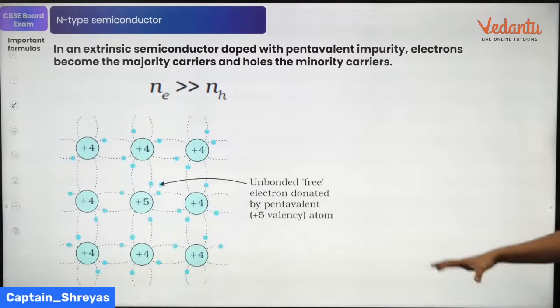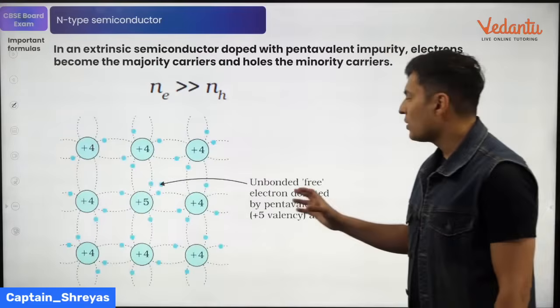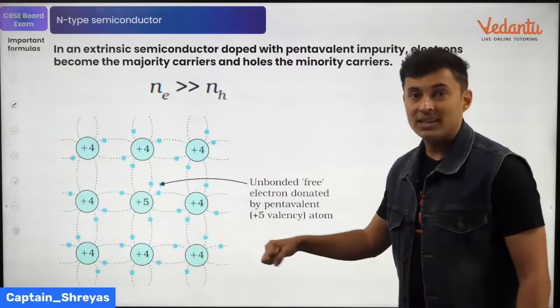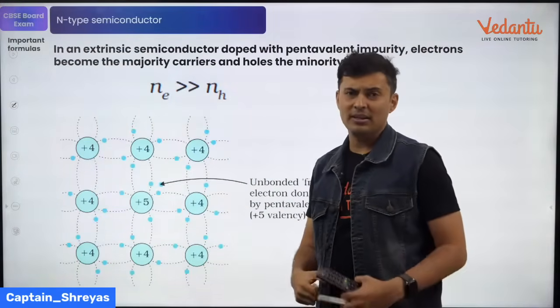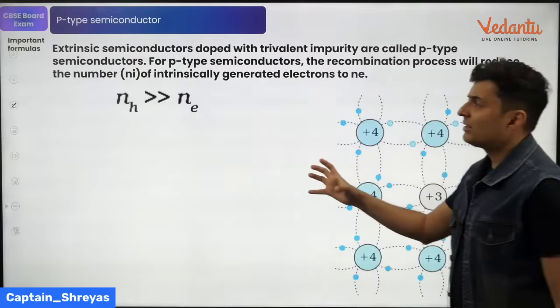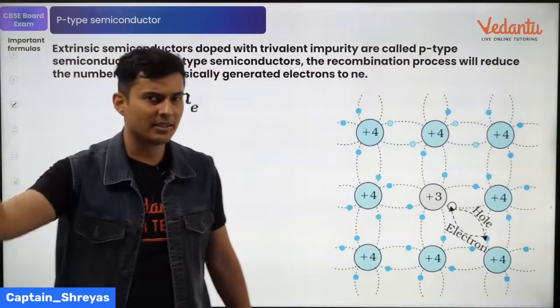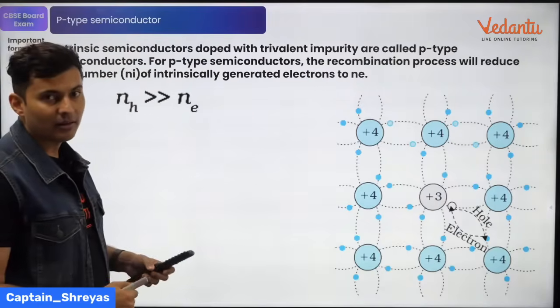You should know the diagram, you should know the energy levels, everything. So when you add extra electrons, it is N type. Electron concentration increases, hole concentration decreases. If you add vacancies, then the hole concentration increases, electron concentration will be less. It will make it P type of semiconductor.